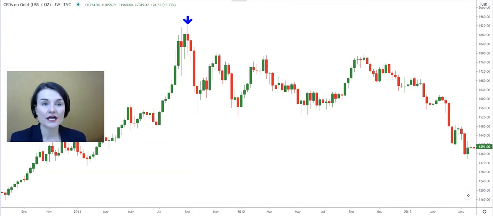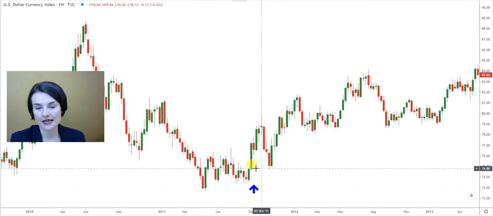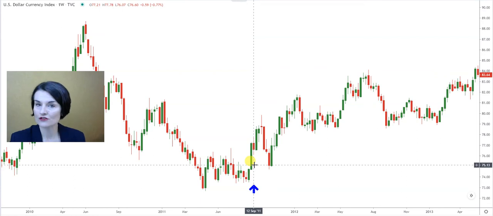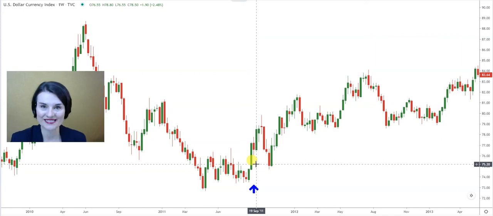Let's have a look at the impact on the dollar index in that same week. We can see that the dollar index strengthened in the week of the 5th of September by 3.26%. The next week, about 0.77%, no major change. But in that last week, of the 19th of September 2011, the dollar index strengthened 2.48%.